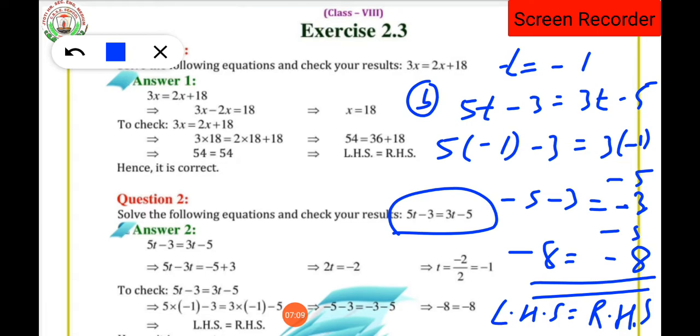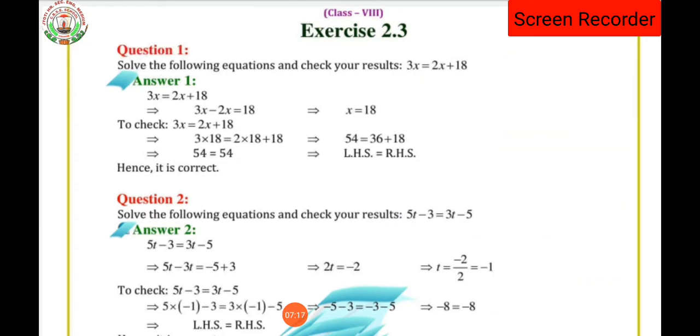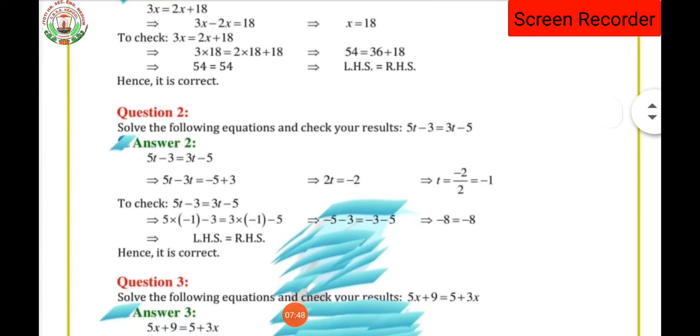Hence the value t equal to minus 1 is verified for the equation 5t minus 3 is equal to 3t minus 5. Have you understood? Do you remember the verifications we had done in chapter number 1? There we substituted the values of the variable and solved the LHS and the RHS part separately. Do you remember that? Verification, verified. So in the same way we have to do over here. Clear? Finding the value from the equation and then again substituting the value in the same equation, we will get the required answer. Clear up to here? So dear students, question number 2 is completed.